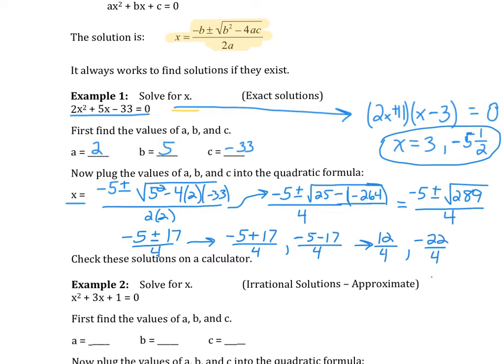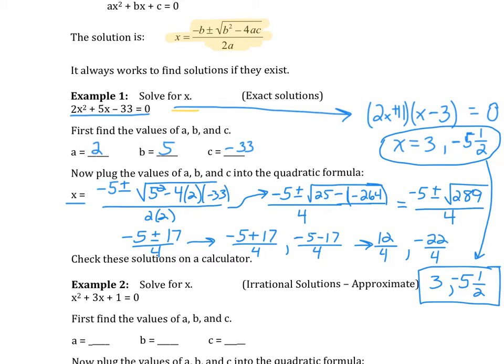12 divided by 4 is 3. And negative 22 divided by 4 is negative 5.5. And you can see that the quadratic formula does take some time, especially when you work through it piece by piece, but it does produce the solutions. But I wouldn't have used this if I was working this problem out and we weren't working on the quadratic formula. I definitely would have factored to solve, but you can see that it does give us the solutions.